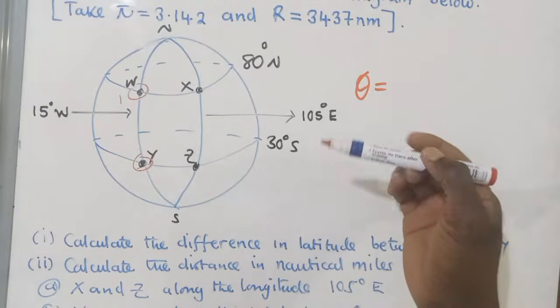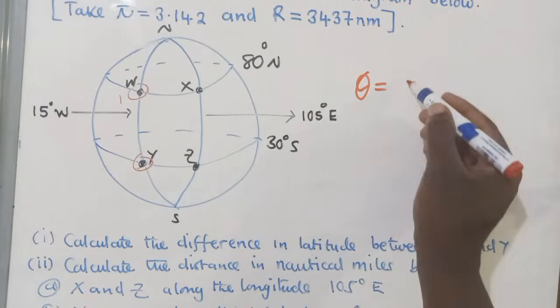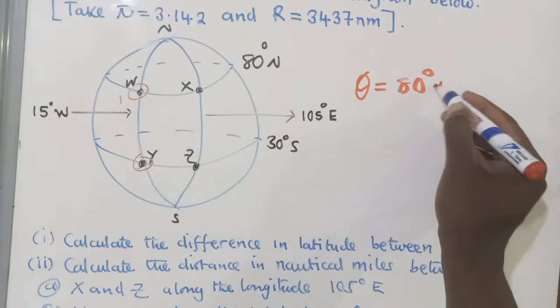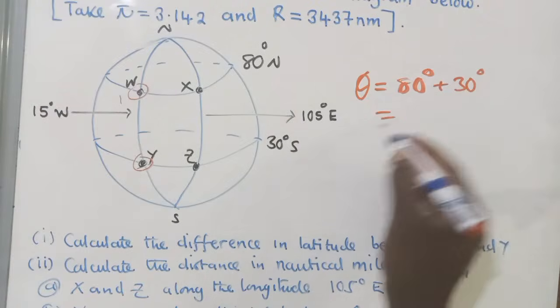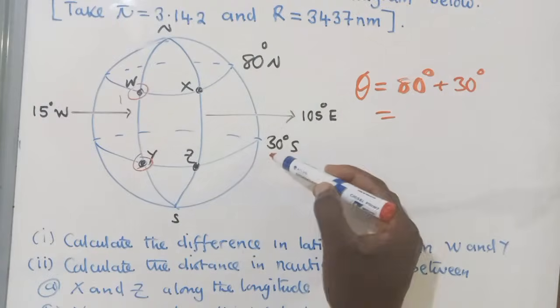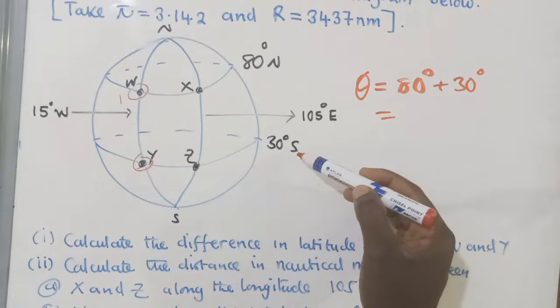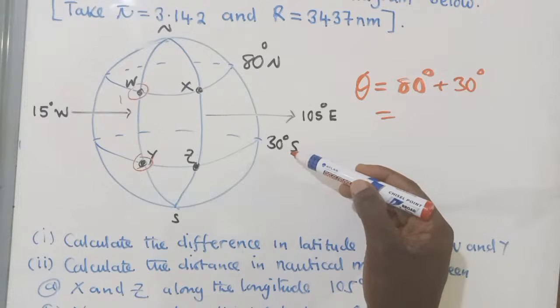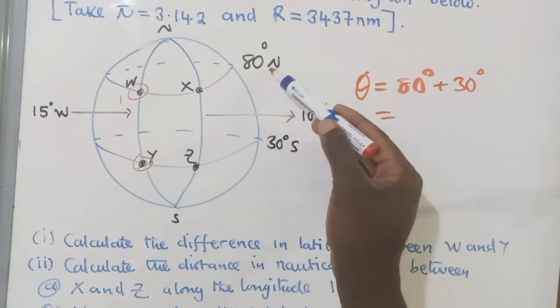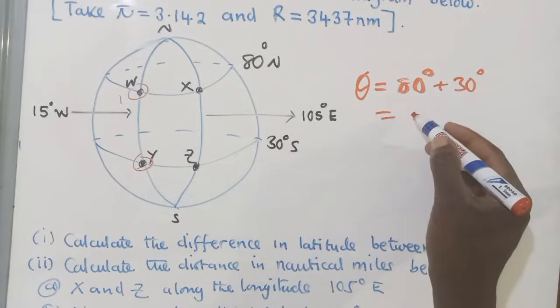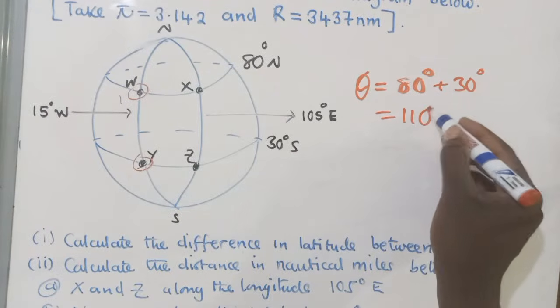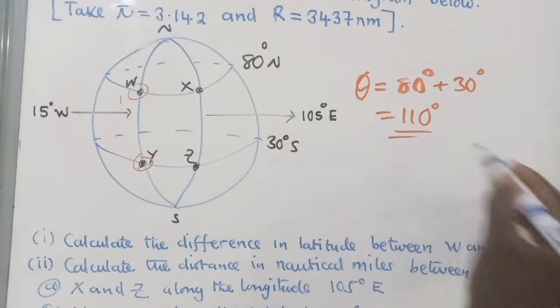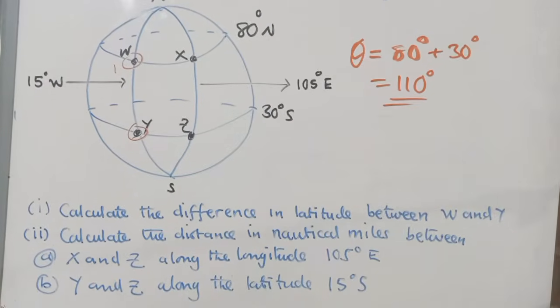So now the way it is, when you have different sides, you add. So it will be 80 degrees plus 30 degrees, because this side is north and this side is south. So for you to find the difference, you need to add. Different sides, we add. Same sides, we subtract. So this is north and south. They are different. We need to add, of which it will just give us 110 degrees. So this is our answer for question 1. This is 110 degrees.